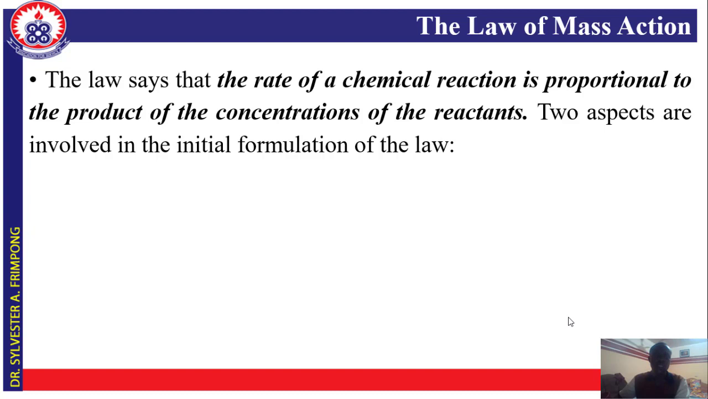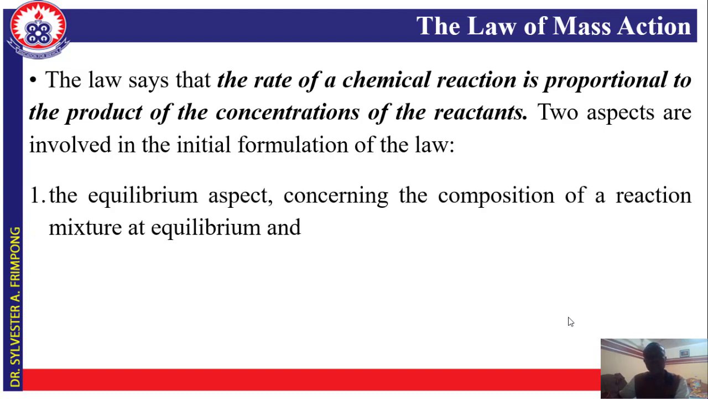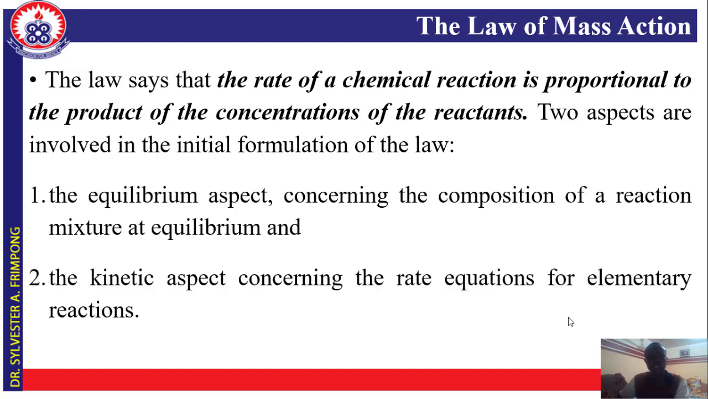The law of mass action says that the rate of chemical reaction is proportional to the product of the concentrations of the reactants. So the rate at which the reaction takes place is proportional to the product of the concentrations of the individual reactants. Two aspects are involved in this initial formulation of the law. The first one is the equilibrium aspect concerning the composition of the reaction mixture at equilibrium. The second one has to do with the kinetic aspect concerning the rate equation for elementary reactions. That is the rate at which the reaction takes place.